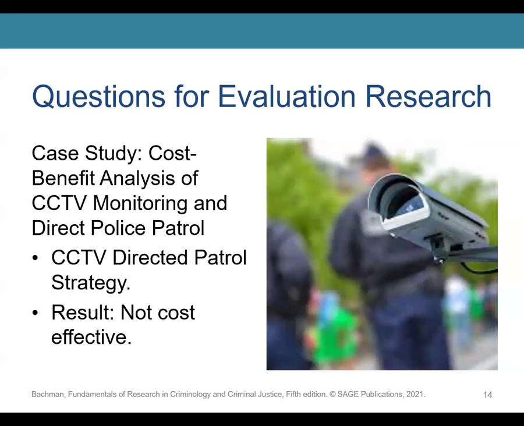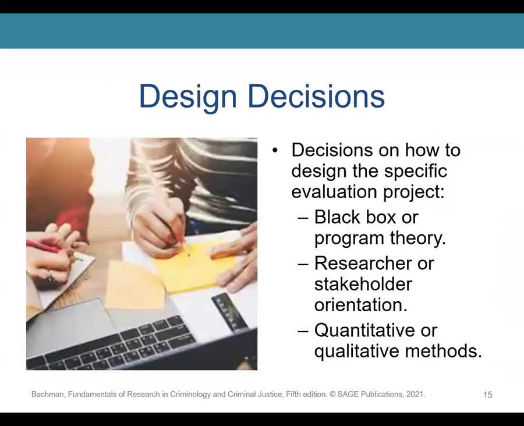So then we have to make decisions on how to design a specific evaluation project. They have what they call the black box or program theory. The whole evaluation project goes into three areas. The first is the black box or program theory. Do we care how the program gets results? Is it one of those where the benefits outweigh the cost types of things?